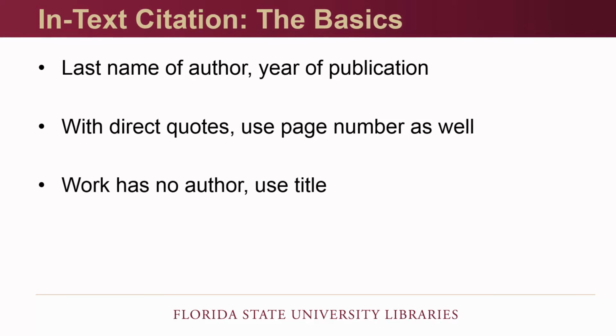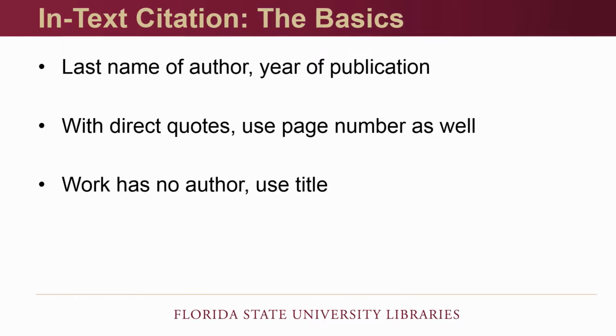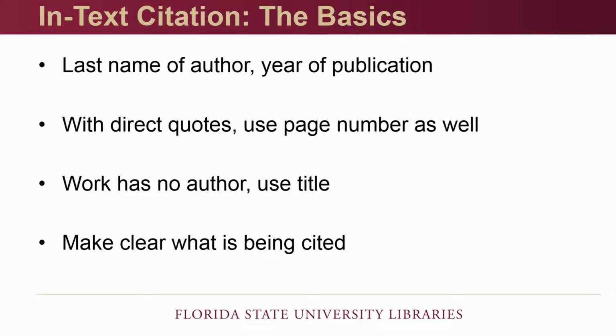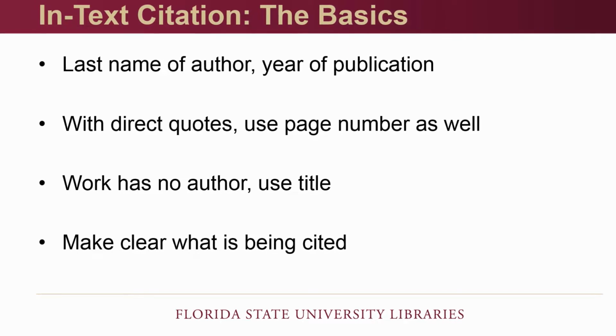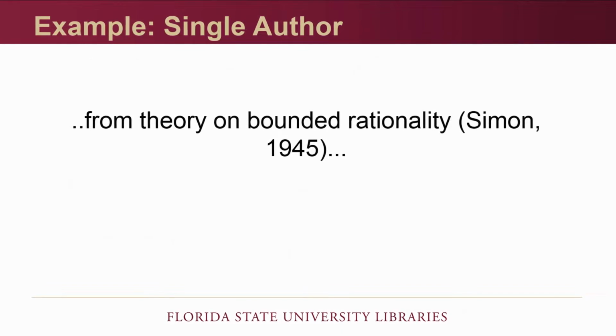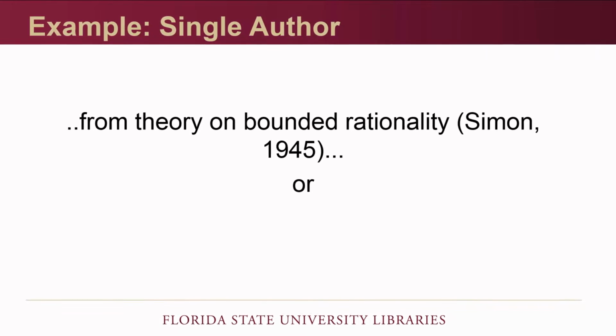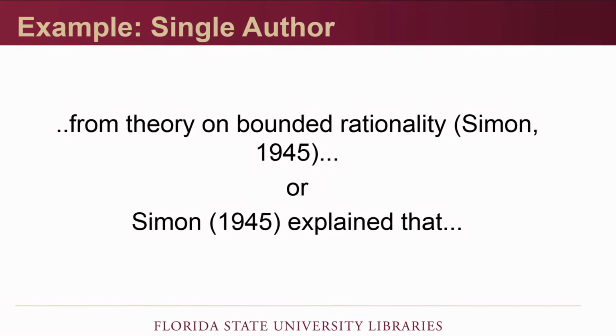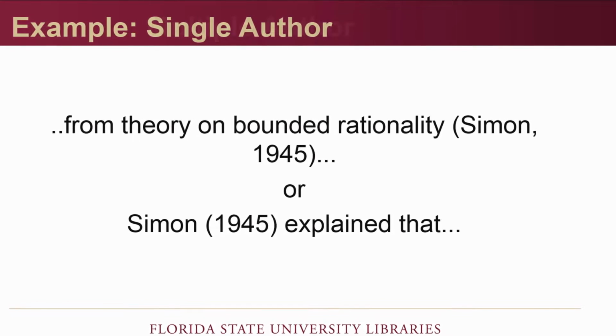If the work has no author, use the first words of the work's title. Make sure you are quoting at an appropriate point so that it is clear what information is being quoted or paraphrased. Here's an example of an in-text citation for a work by a single author. Notice that the author and the year of the publication being paraphrased are being cited.